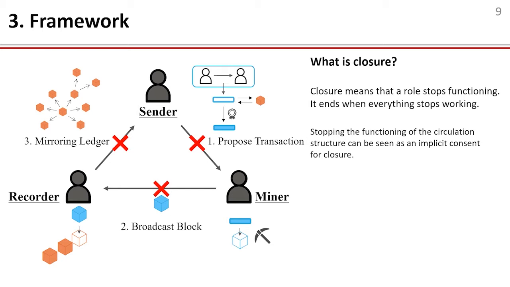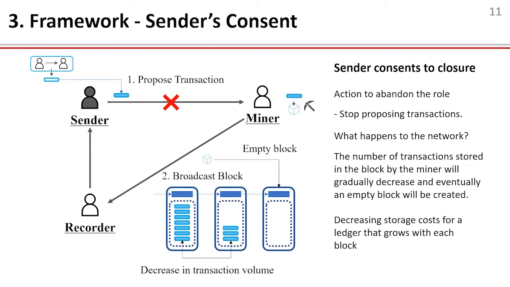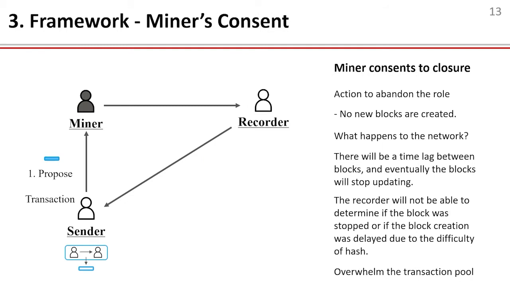Next, let's look at what happens to the network when each node stops working. First, we consider the sender. Because the sender's role is to propose transactions, giving up the role means that transaction proposals will cease. When the sender stops proposing, the number of transactions stored by the miner in the block gradually reduces. The cost of storing an empty block is lower than that of storing a full block, because the recorder always keeps an empty block.